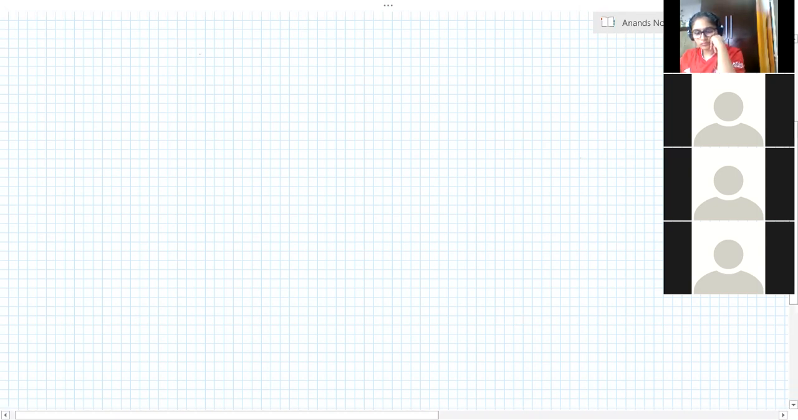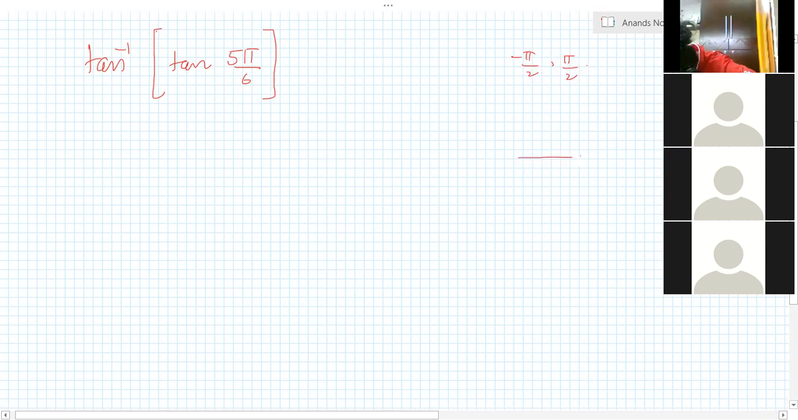Tan inverse of tan 5 pi by 6. We didn't do this now. Tan inverse of tan 5 pi by 6. Tan is going to be minus pi by 2 to pi by 2. 5 pi by 6 is beyond it.